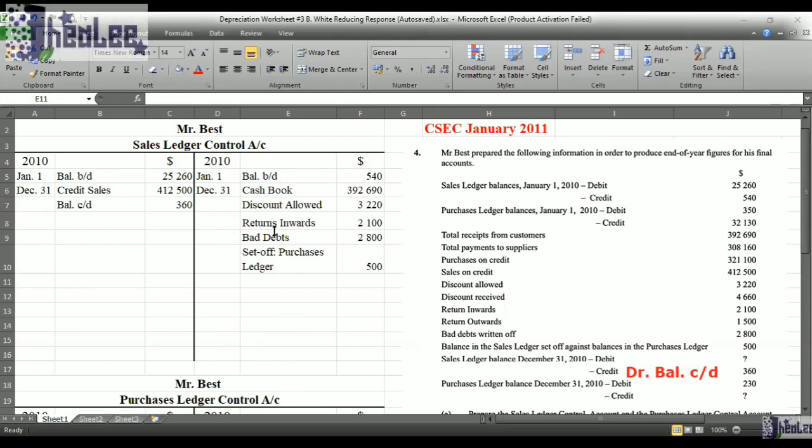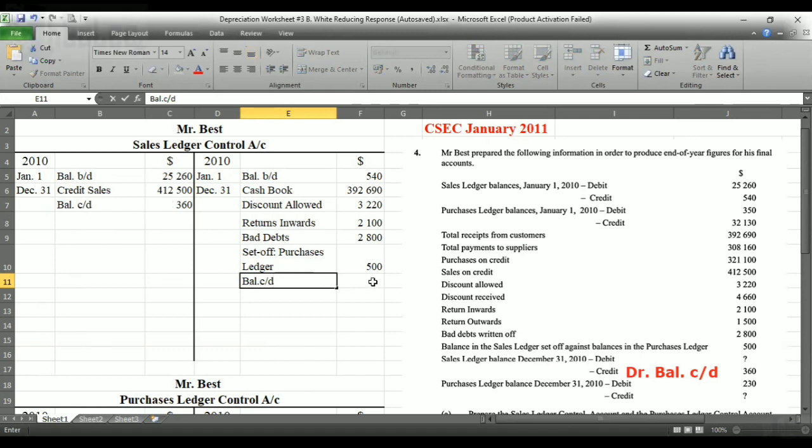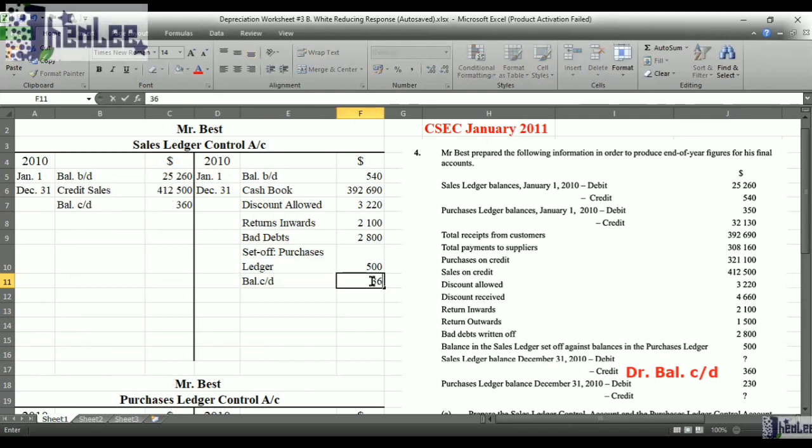So let's go with our calculation. Remember, when you're balancing off, add up both sides, find the difference between the sides, and the side with the smaller value is where you enter your balance carried down. We are now going to put in that value, balance carried down. And the difference between the two sides is $36,270.